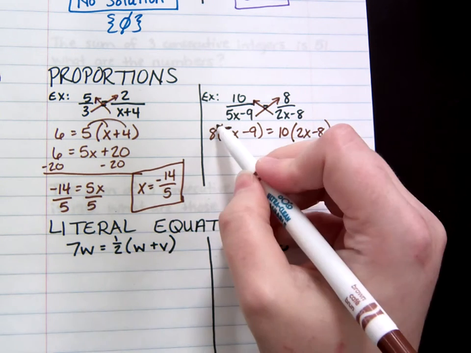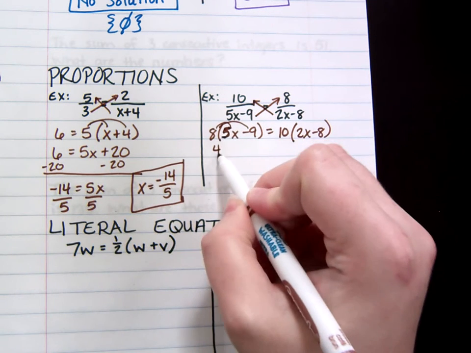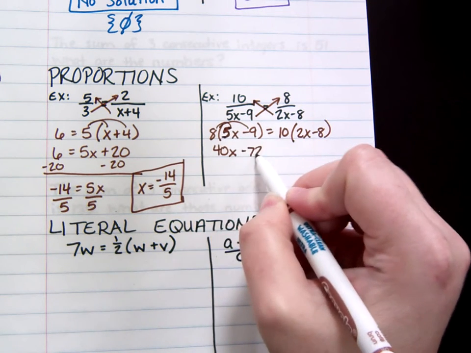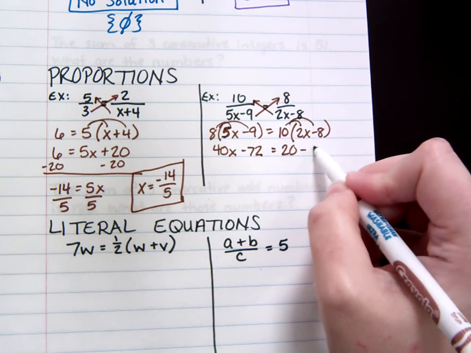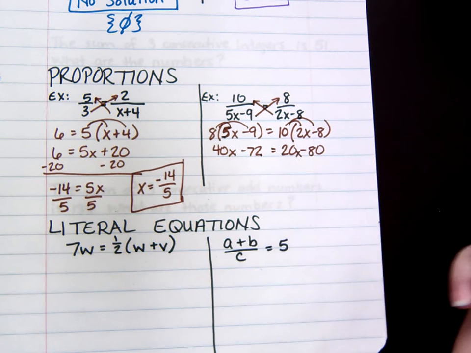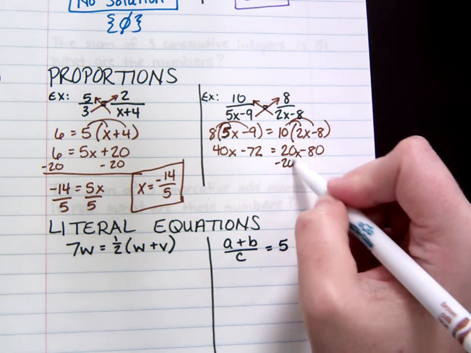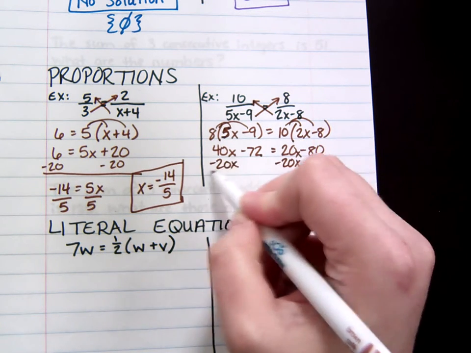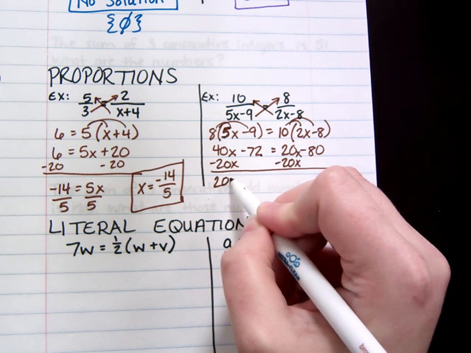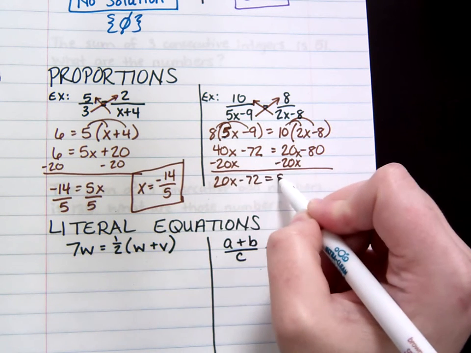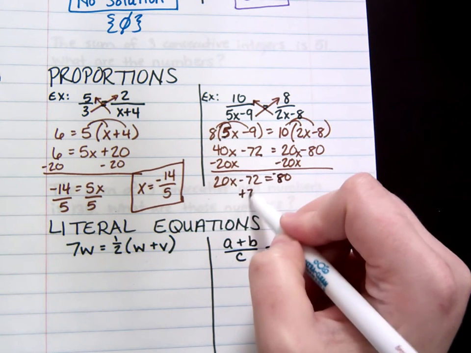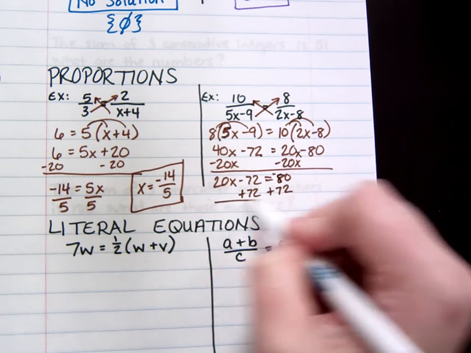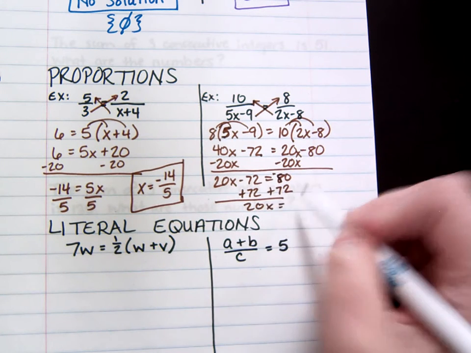Start by distributing. So I get 40x minus 72 on this side. On the other side, I get 20x minus 80. Oops, forgot my x. There we go. Now you move your variables to one side. So I'm going to subtract 20x from both sides, which gives me positive 20x minus 72 equals negative 80. Add 72 to both sides. You get 20x equals negative 8.